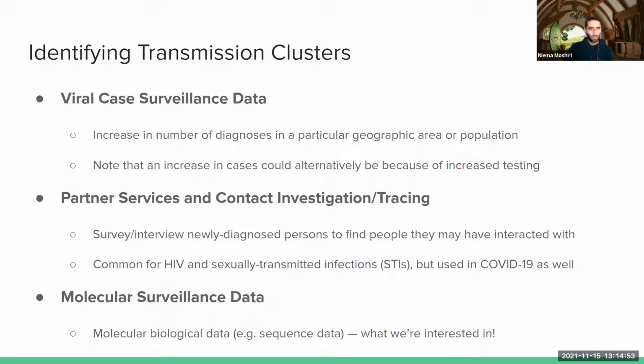Okay, any questions about the different ways that we can try to gain information about identifying transmission clusters? Feel free to type in the chat, feel free to unmute. There's a question: what exactly is molecular surveillance data? It's any type of data that we collect from molecular biology, so either DNA sequences, RNA sequences, proteins, if we have that type of information, some type of molecular biology data from people who tested positive.